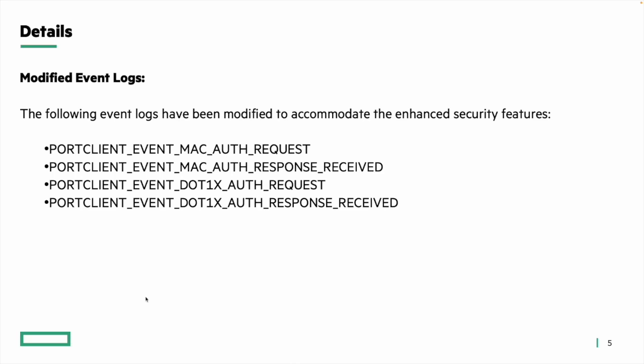A few details regarding the event logs are that these are the fields that are being enabled or modified. We have the port client event MAC auth request and response received. Similarly for the 802.1x authentication request and response received. So these are the 4 fields that need to be looked at.